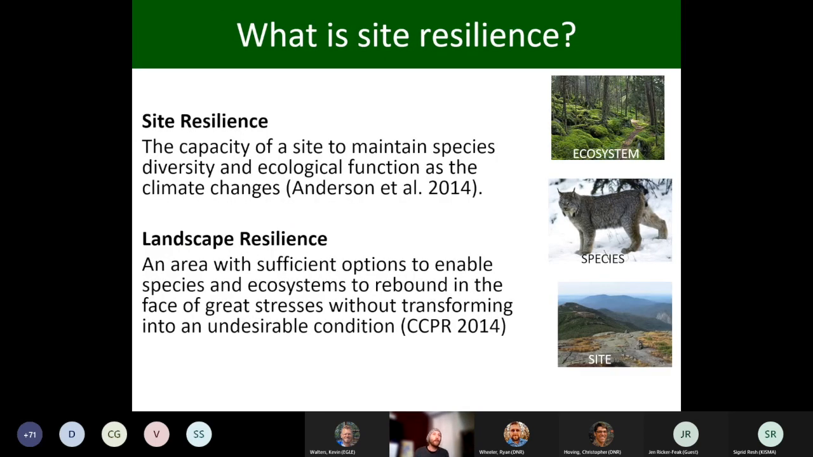So, a primer on site resilience: this is ultimately the capacity of a place to maintain some kind of diversity or function in the face of climate change.